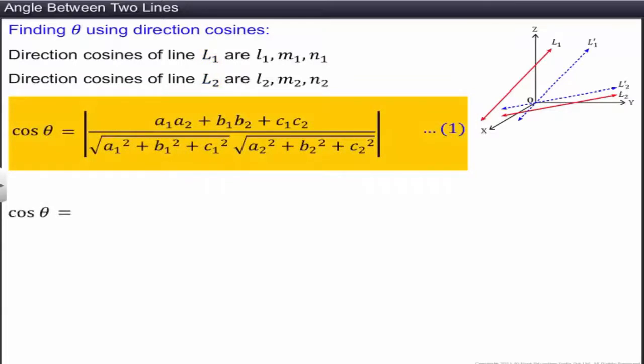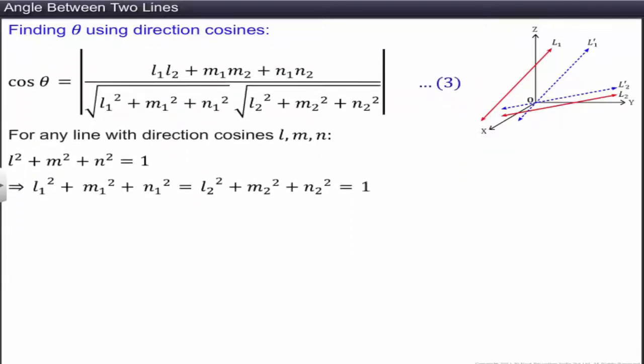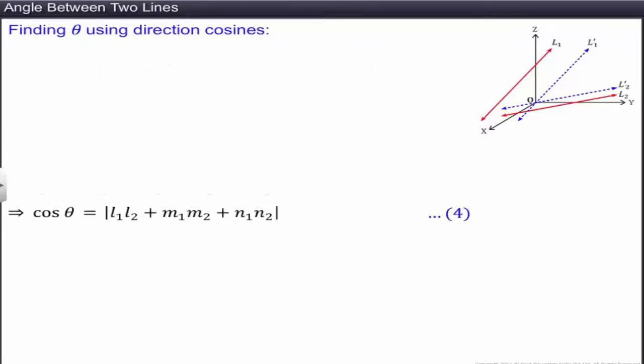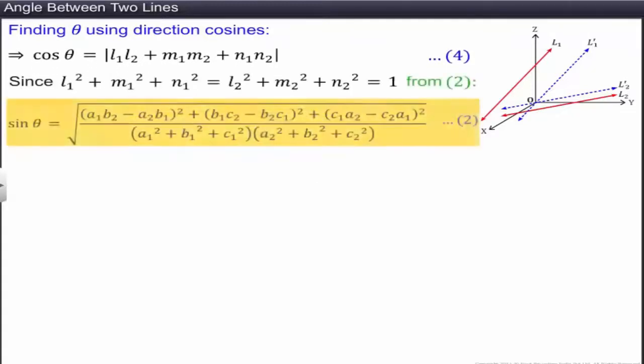We know that the sum of the squares of the direction cosines of any line is always equal to 1. Thus, the terms in the denominator of the right-hand side in equation 3 reduce to 1. Equation 4 gives us the equation for the cosine of angle theta between lines L1 and L2 in terms of their direction cosines. Replacing the direction ratios with direction cosines in equation 2 and simplifying, we get the equation for the sine of angle theta between lines L1 and L2 as shown here.